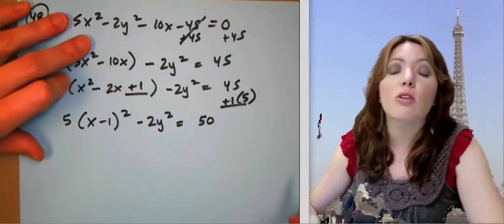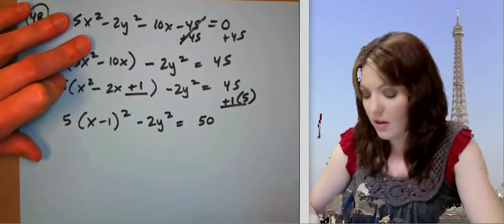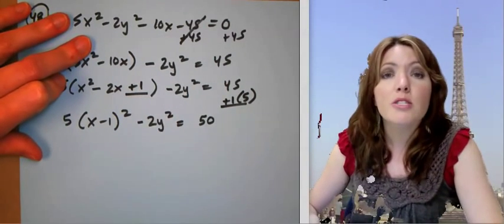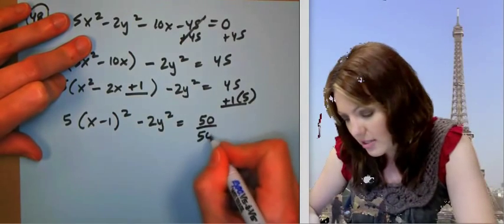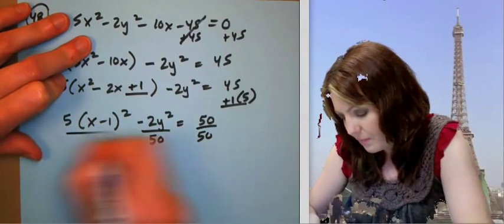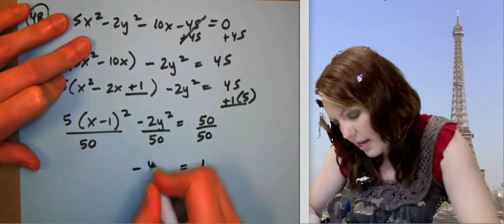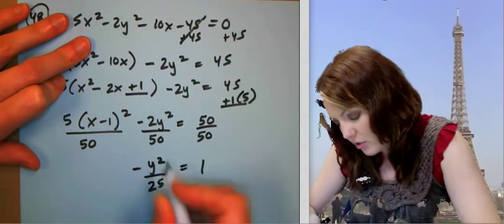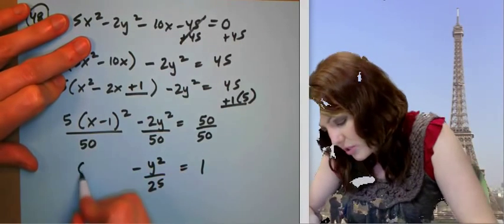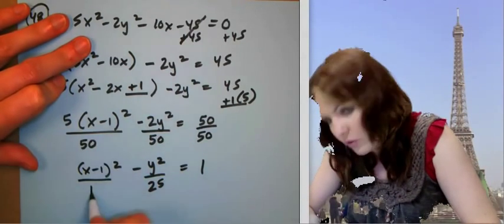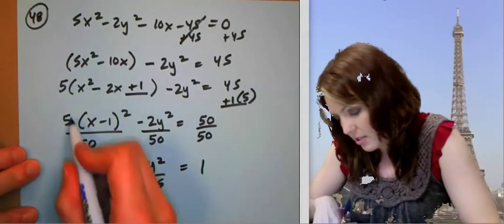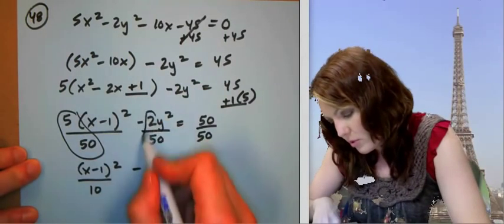And again, standard form means you have everything on the left and the number 1 on the right. So the way that we're going to accomplish that is to divide everything by 50. So we get 1, this reduces to y squared over 25, and this reduces to (x minus 1) squared over 10. Okay, make sure you guys can still see that. Again, if we're reducing our numbers here.